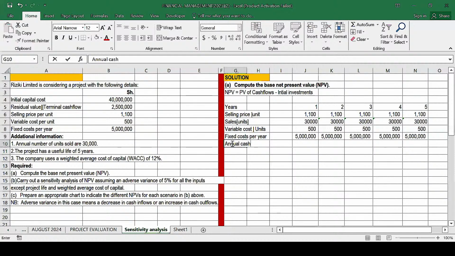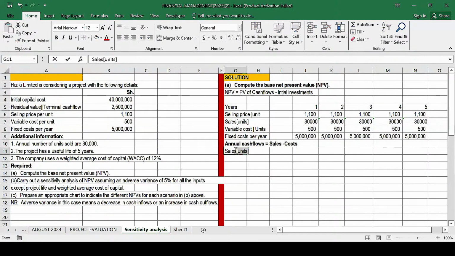To compute the annual cash flows, we will take our sales minus the costs, minus what? The cost, of which in this case we have two costs. We have the variable cost, and then we have what? We have the fixed cost. So basically this is how we compute the annual cash flow.